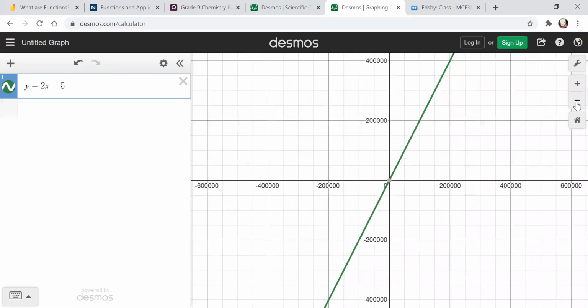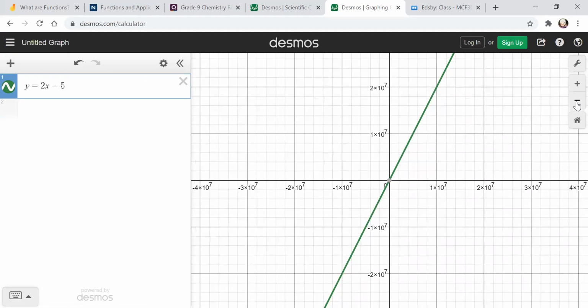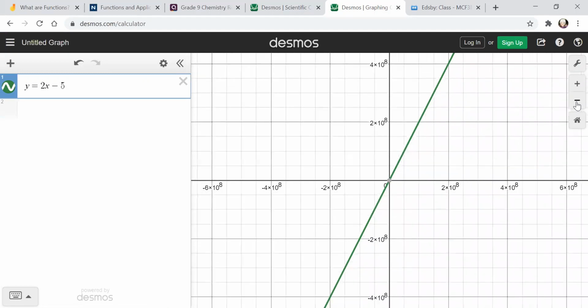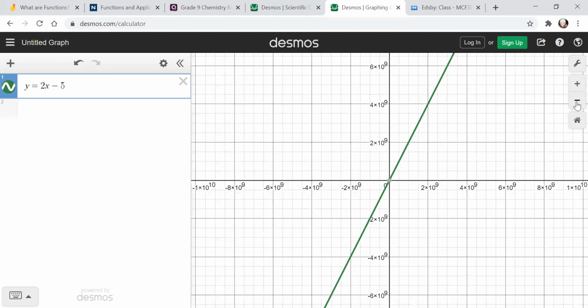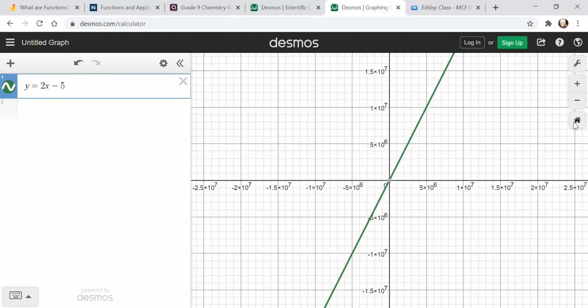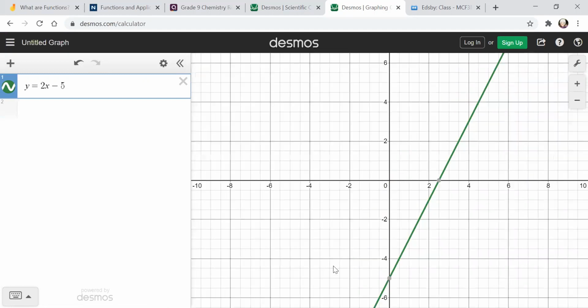No. I could do this the whole rest of my life, which I'm not going to do. But you can see it just keeps going and going and going. Okay. There are no limitations on this linear function.